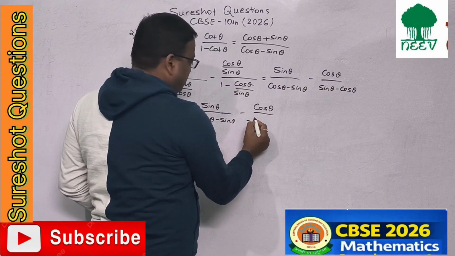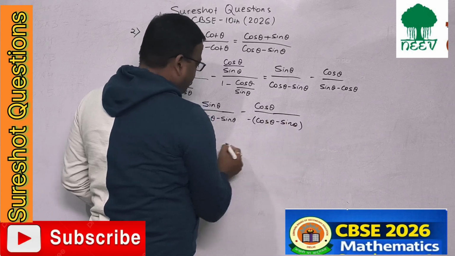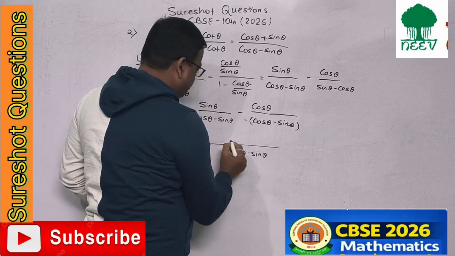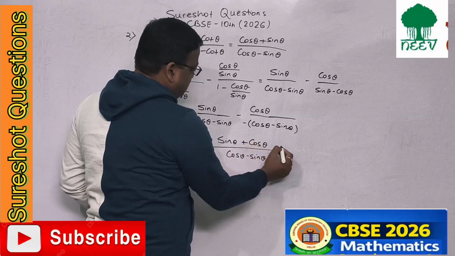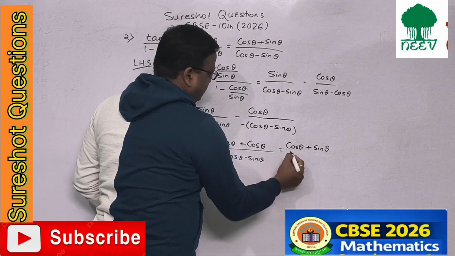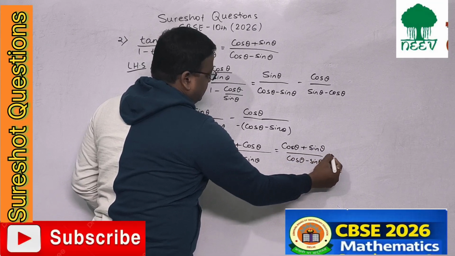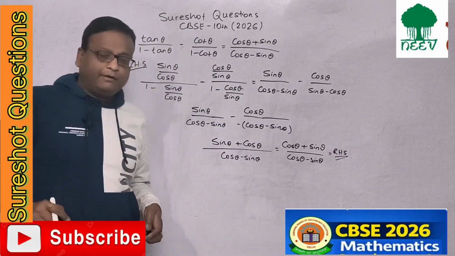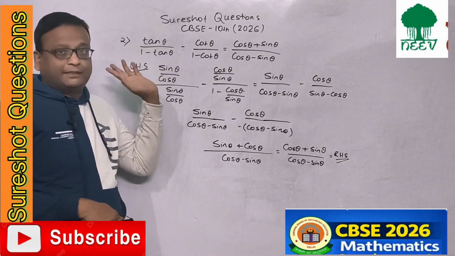So what we will do, we will take minus as common. So this will become cos theta minus sin theta. Now we'll take the LCM. This is cos theta minus sin theta, and here we will get sin theta minus minus is plus. So this brings cos theta plus sin theta upon cos theta minus sin theta, that is equal to RHS. Hence proved. Okay. So the only key to this question is you need to convert the tan and cot to cos and sin.